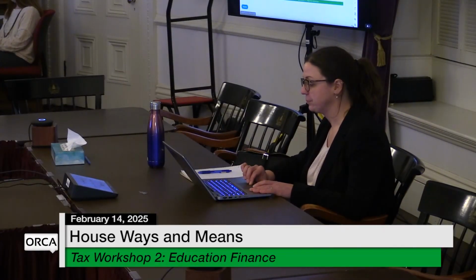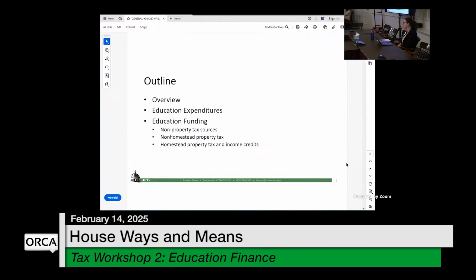So diving into it, we'll start out with an overview of education finance in Vermont. As Vice Chair Canfield mentioned, this is focusing on Vermont's current law education finance system. We will talk about education expenditures and education funding. So talk about the non-property tax sources and then property taxes, non-homestead and homestead property tax. I do want to note that this whole presentation is focused on the statewide education fund. So we're not talking about the millions of federal funding that come into the state, really just focusing on those statewide dollars.